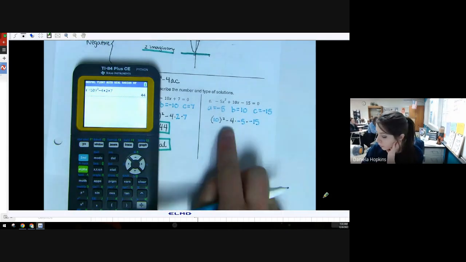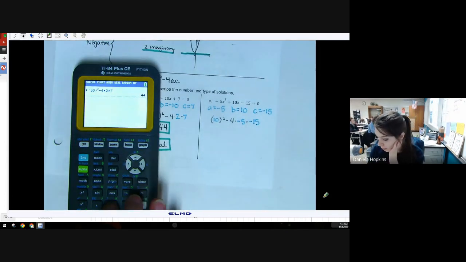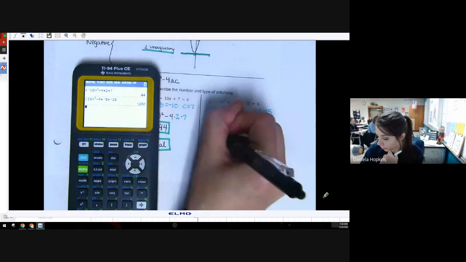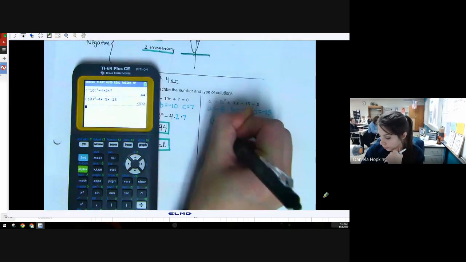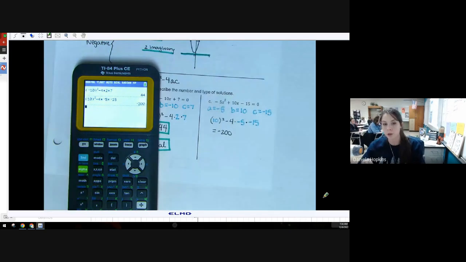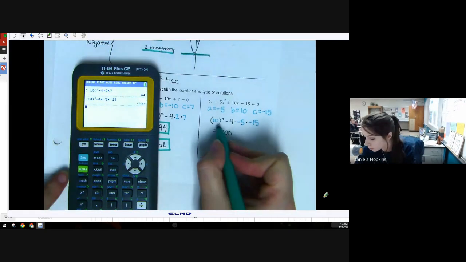You need to be careful with the negatives here, because if you mess up the negatives when you type it in, it'll give you a wrong answer. So 10 squared minus 4 times negative 5 times negative 15, and I end up with negative 200. So on GoFormative, that'll be the first part of my question, just the value of the discriminant. There it is.